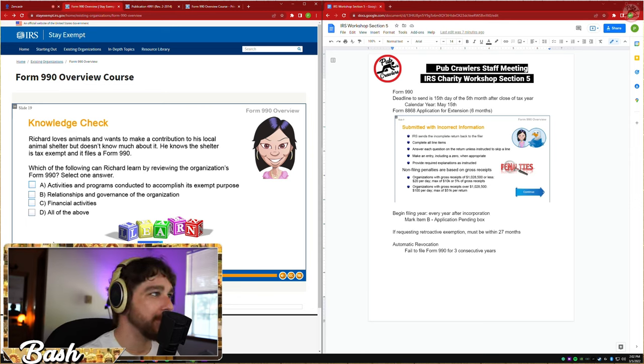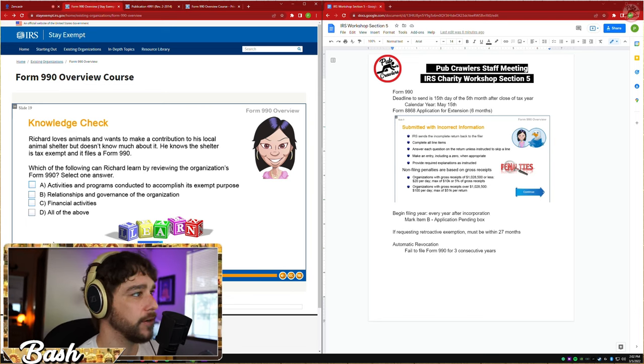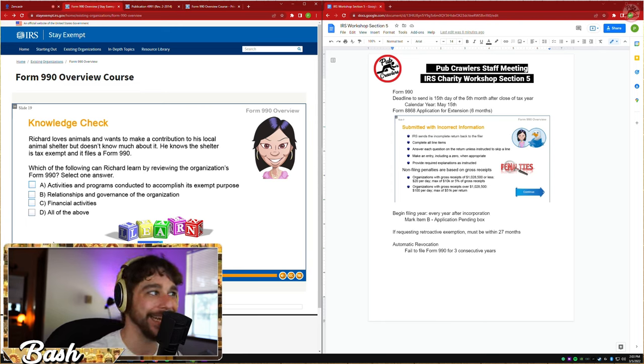Richard loves animals and wants to make a contribution to his local animal shelter, but doesn't know much about it. He knows the shelter is tax exempt and it files a Form 990. Which of the following can Richard learn by reviewing the organization's Form 990? Select one answer. Activities and programs conducted to accomplish its exempt purpose. Relationships and governance of the organization. Financial activities. All of the above.